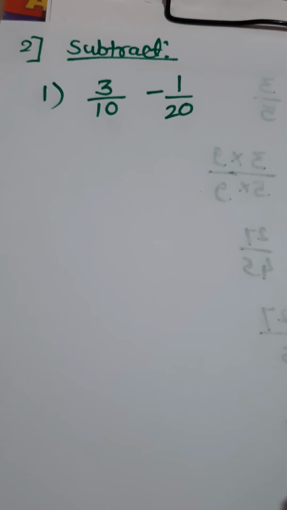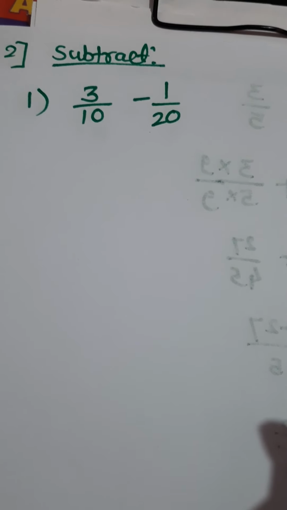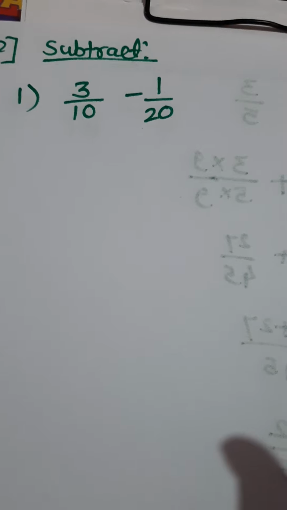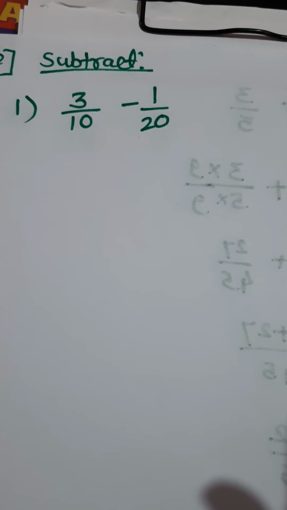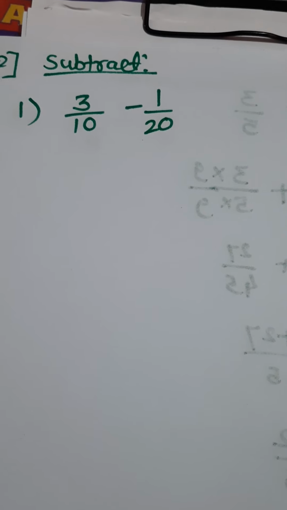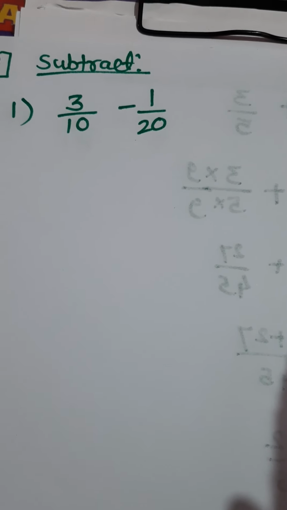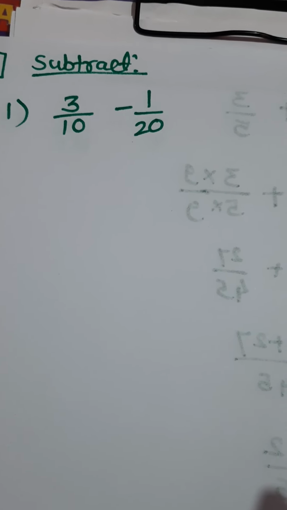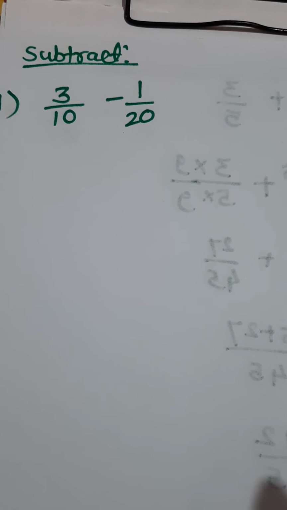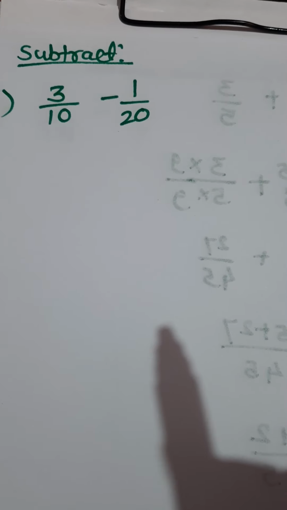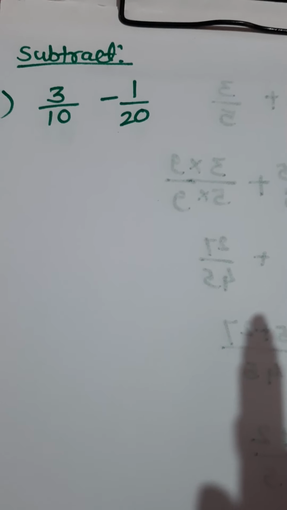Look at the first problem from question number 2 of problem set 22. 3 upon 10 minus 1 upon 20. Now the first fraction has denominator 10 and the second fraction's denominator is 20. Then how to subtract? The first work is to make the denominators equal.